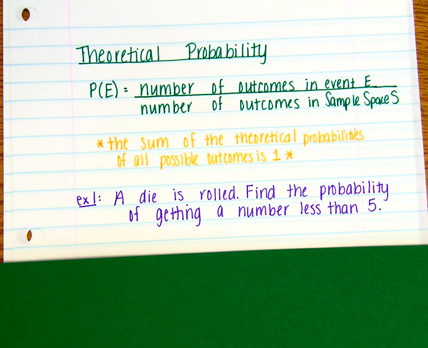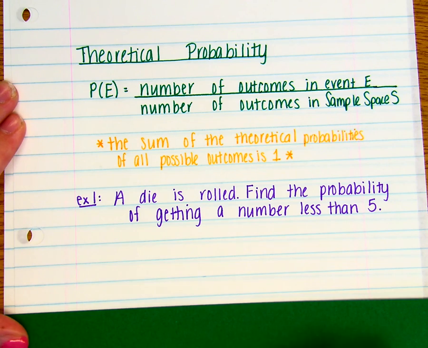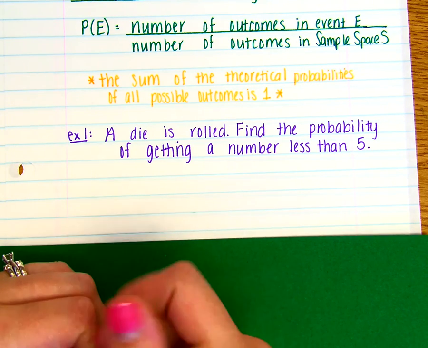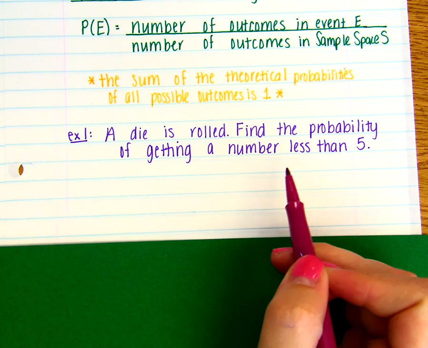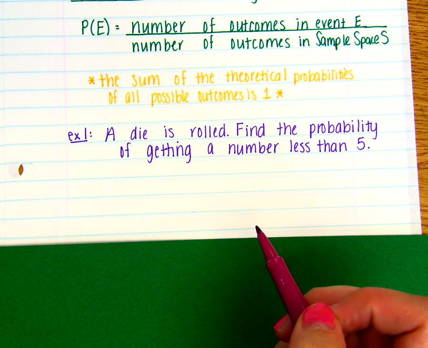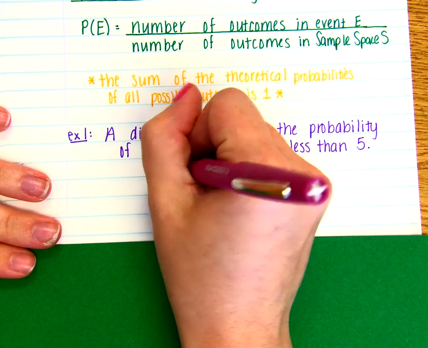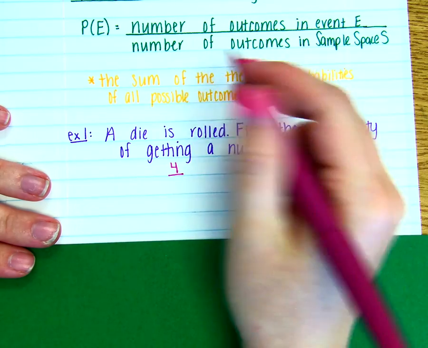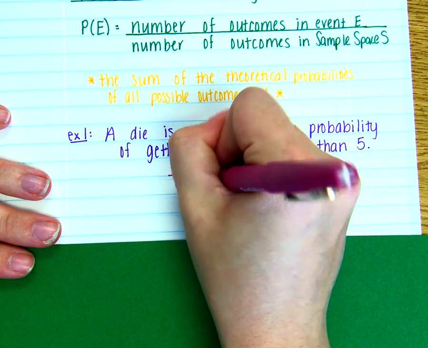So we're going to look at our first example, which says if a die is rolled, find the probability of getting a number less than 5. So if we roll a dice, it has 6 sides to it. Find the probability of us getting a number less than 5. On the dice, how many numbers are less than 5? 1, 2, 3, and 4. So 4 numbers are less than 5 over how many sides on the dice altogether? 6. 4 out of 6 reduces to 2/3.